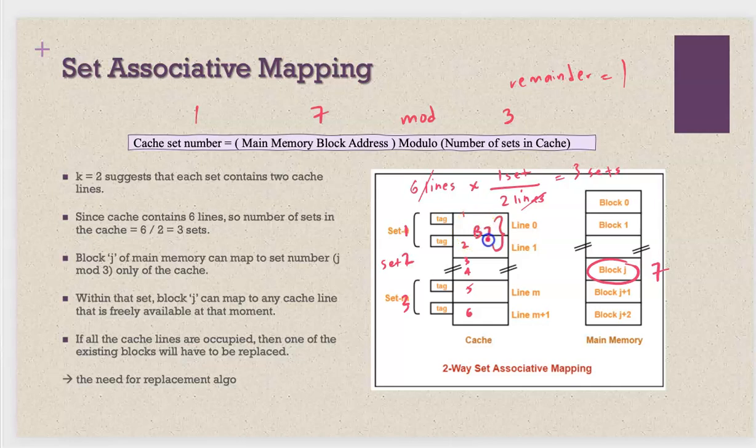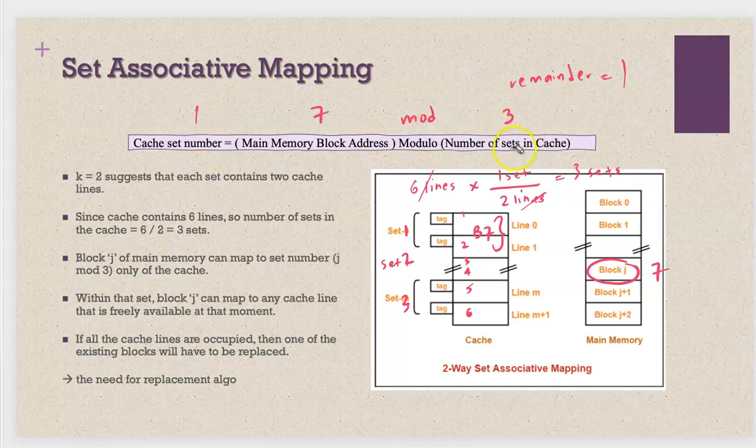This would be block 7, which can choose between line number 1 or line 0 or line 1. Okay, so this is how you use this equation. It is different than direct mapping. Here you would have a cache set number, whereas in direct mapping it was the cache line number. For this equation, it is main memory block address modulo the number of sets in the cache. But for direct mapping, it was main memory block address modulo the number of lines in the cache.